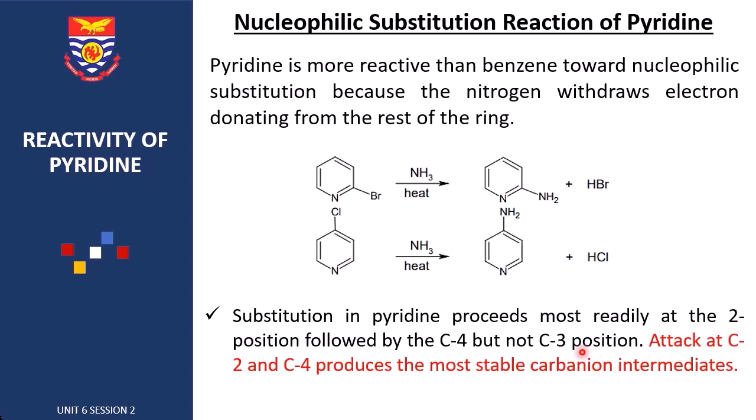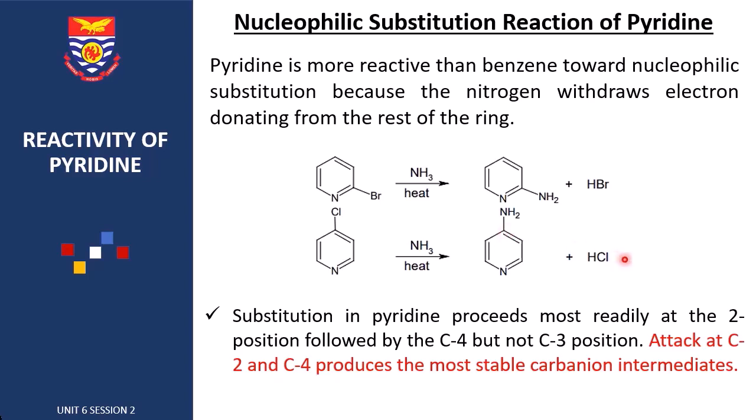You can look at this typical example. We have our bromine being replaced with an amine group, and similarly, we have our chlorine being replaced with an amine group. So basically, the attack preference starts with carbon number 2, except when the carbon number 2 position is occupied. Then you can think about the carbon number 4 position.